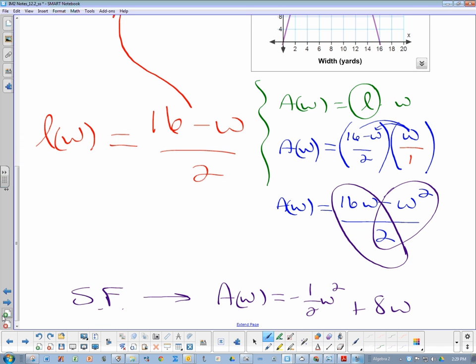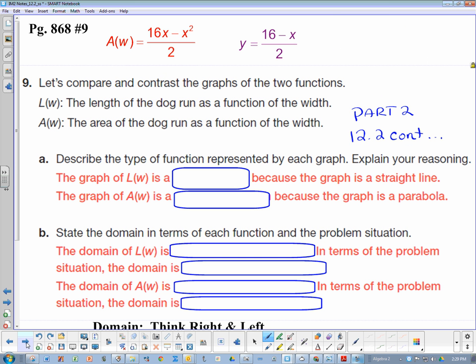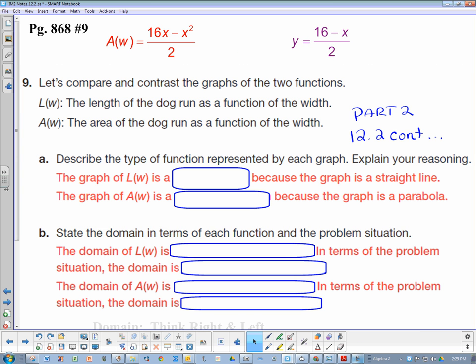Okay, if you recall, we have A of W is equal to 16W minus W squared all over 2. And we did this pretty systematically. You just have to check out the part 1 video, and this is all explained here. To follow through, this is where we're going to pick up right now. I've got 2 functions up top. The first one is A of W, and let's call this other one L of W.